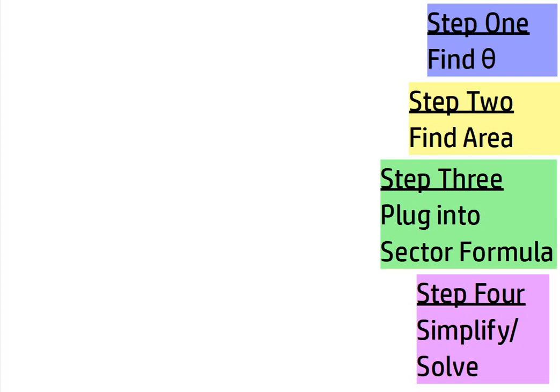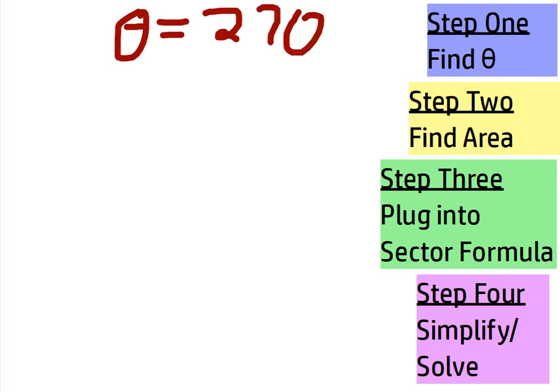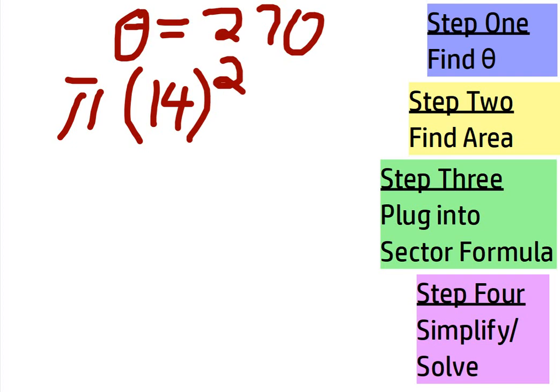Okay, so I'm just going to write out what theta is. Theta is 270. Area is going to be pi r squared. In this case, it'd be pi times 14 squared. Okay, now the difference between this one is we will be simplifying. We will not be really using our calculator to get a decimal. We're going to be reducing it to a simplified fraction.